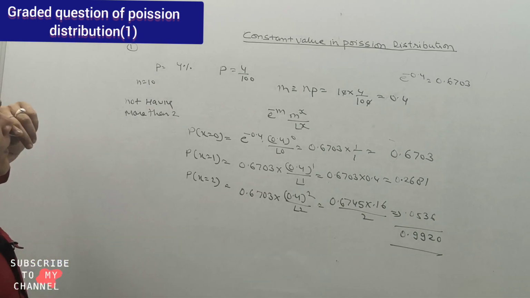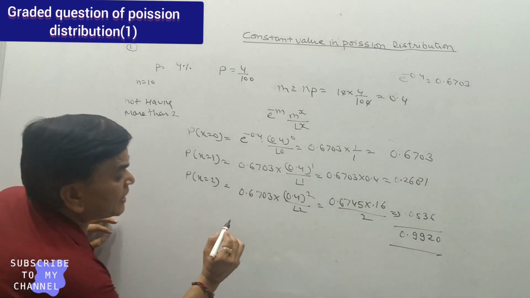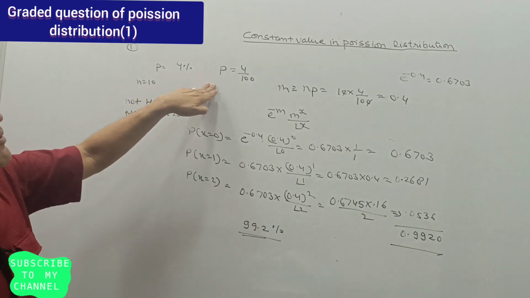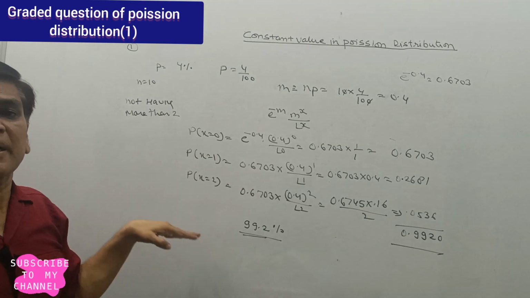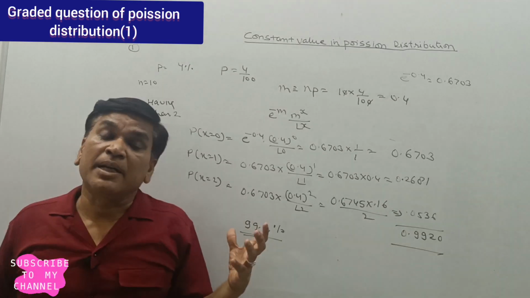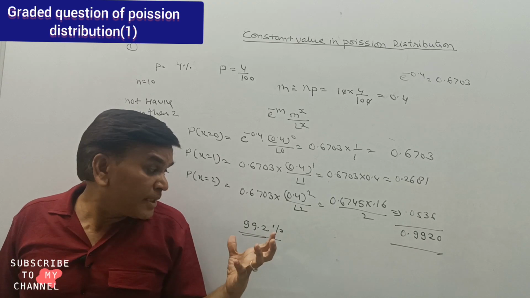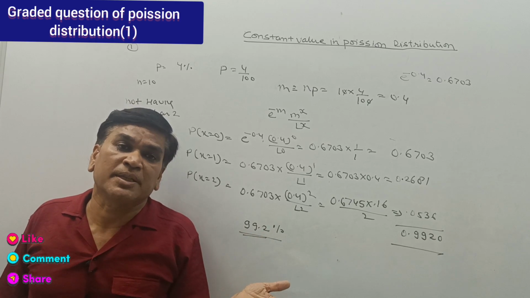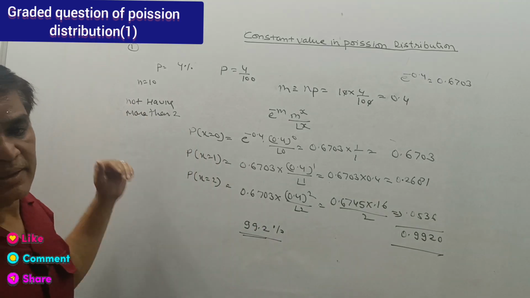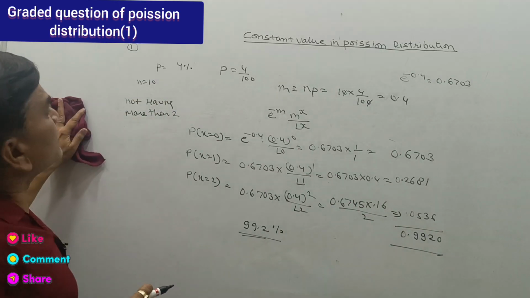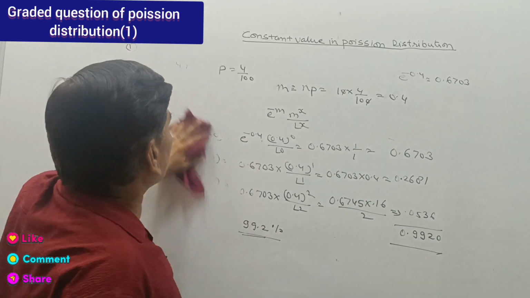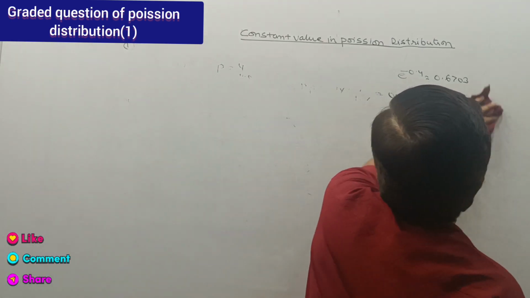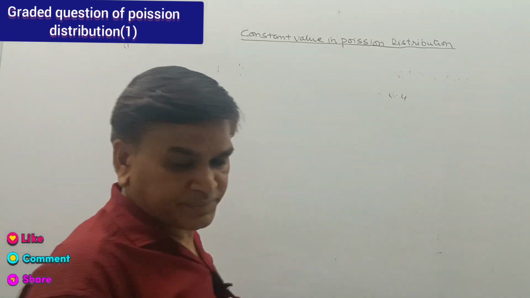So the probability of not having more than 2 is 99.2%. It means in 100 packs, 99.2% of packs have not more than 2 defective. We are to calculate this. So with the help of this Poisson distribution we can calculate what the question is asking. You will go through the question and then answer it, no problem at all. Very easily we can answer the question.